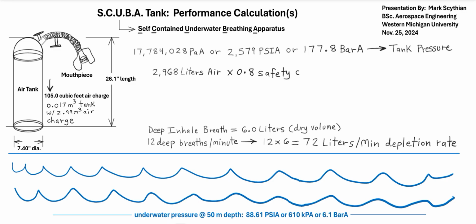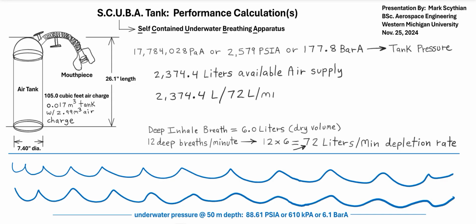And then we'll use a 0.8 safety coefficient because we don't want to deplete all the air. We need some backing pressure for safety. We're assuming there's no boost pump or air pump on the device. So we'll assign the safe volume of compressed air at 2374.4 liters available air supply. Okay, so now we can take that value and divide it by 72 liters per minute, and this gives us 33 minutes of underwater air supply time.